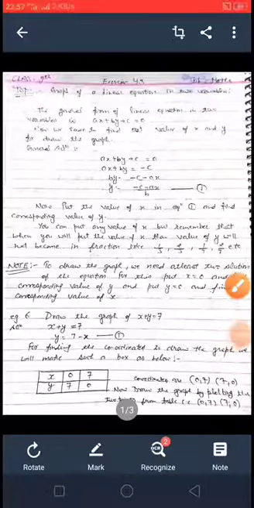Hello students, this is the lecture of class 9 subject maths, exercise 4.3. Today we will start our exercise 4.3. So our topic is graph of a linear equation in two variables.